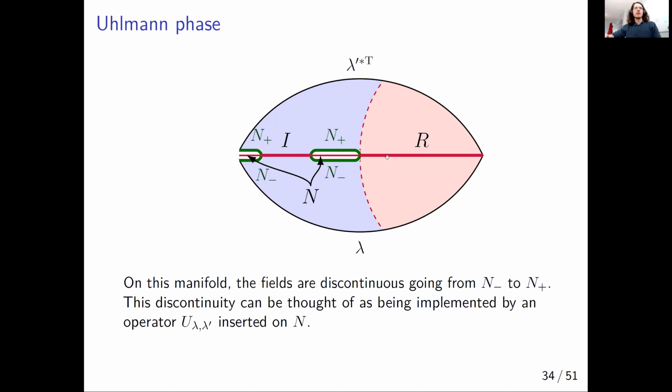Now on this manifold, there's a discontinuity in the fields as you go from n minus to n plus. And you can think of this discontinuity as being implemented by the insertion of an operator, u lambda lambda prime, on a surface n, which lies in between n minus and n plus. And actually, the Z2 symmetry that I mentioned previously is sufficient to guarantee that this operator will be unitary, or at least that it can be well approximated by a unitary operator in a semi-classical limit.